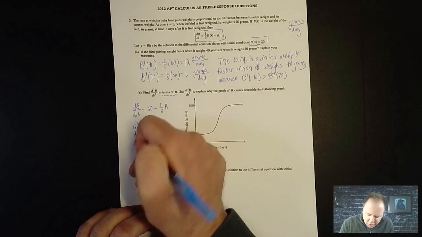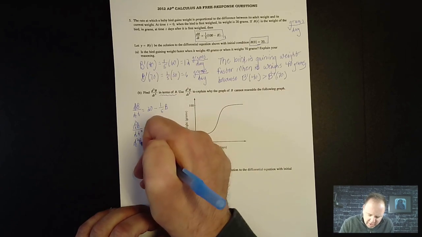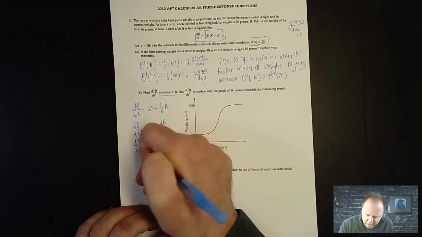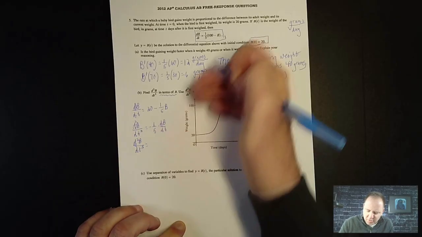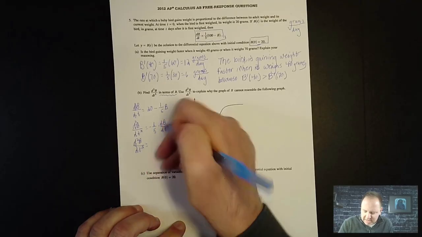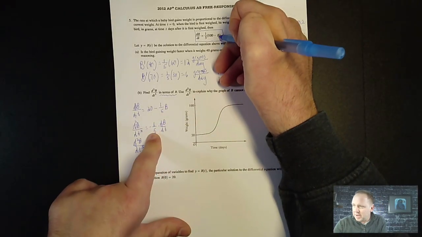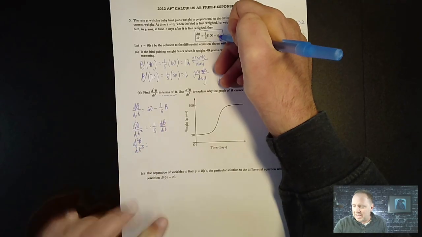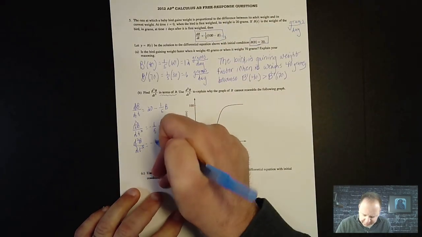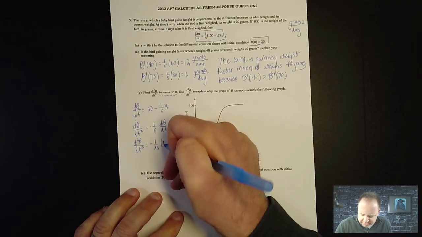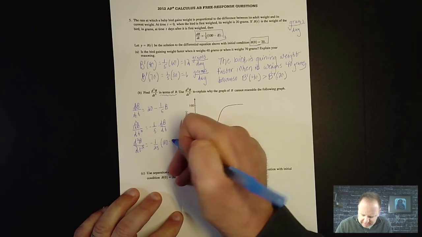But I would show, just because I don't have a lot of room here, I would probably just write it straight across. I would show them in terms of B, right? They don't want it in terms of dB dt. I would just go back up to here, and I would multiply my dB dt by a negative 1/5. That would give me a negative 1 over 25, all times 100 minus B.